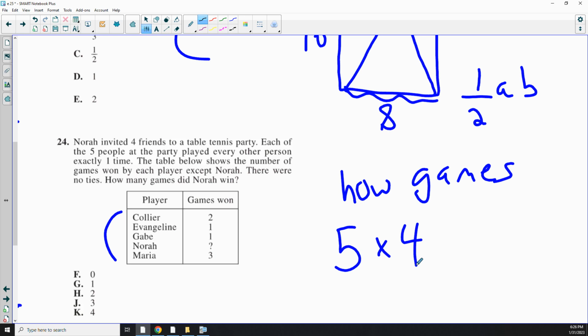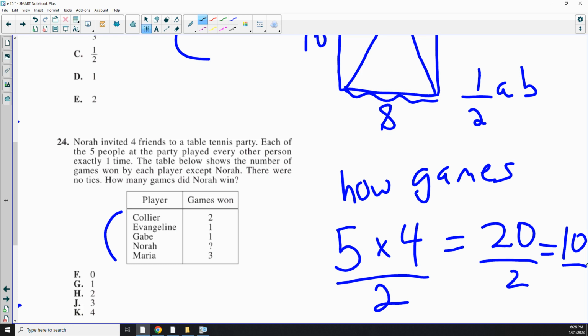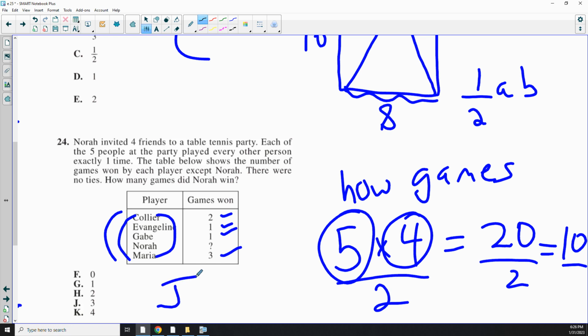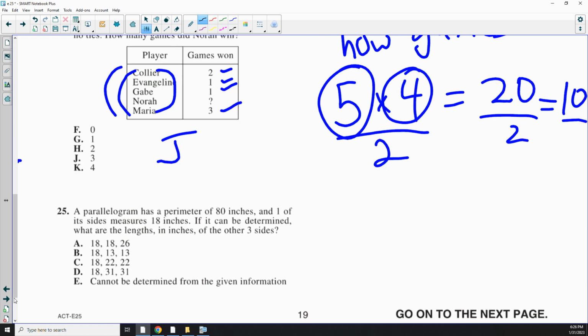Right? So that looks like it would be 20 games. However, you have to divide by 2. Why do you divide by 2? Because I don't want to count the games Collier playing Maria and Maria playing Collier. So when you count it, you count the number of people, 5, times 4, which is 1 less, and you divide by 2. Clever trick, 10 games. So 10 is going to be J, to make 10 total games.